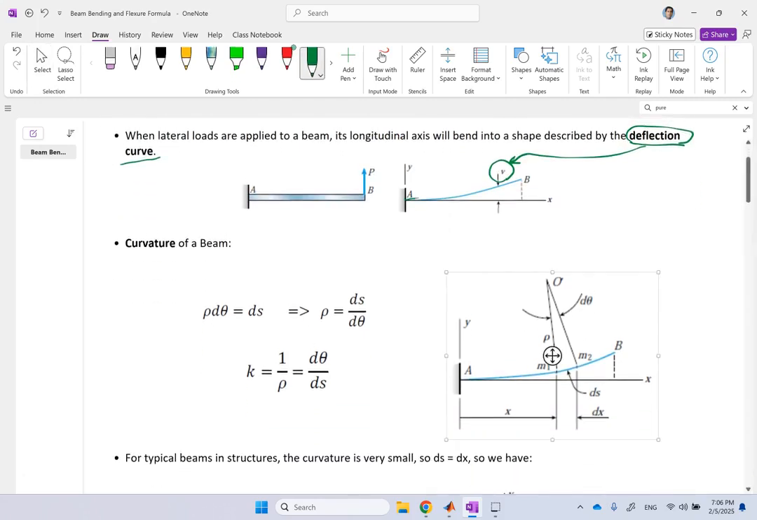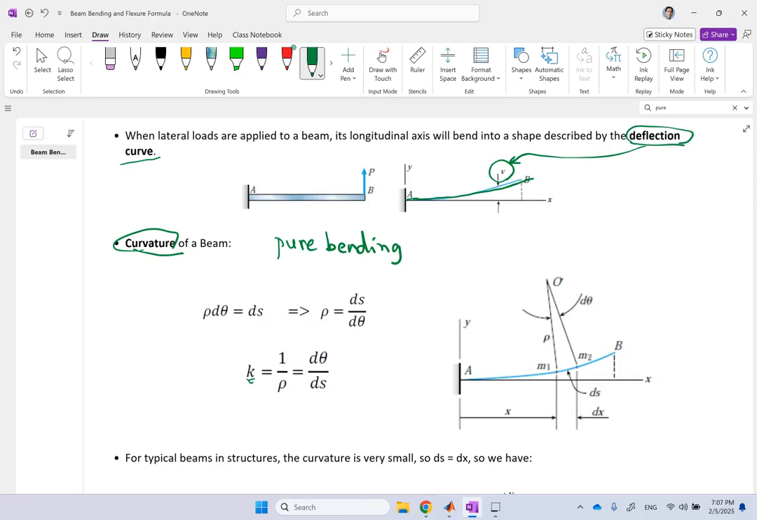Now, of course, since they get the shape of a curve, any curve, as you know, has something called curvature. So what is curvature? Curvature for any curve can be defined locally, because this is a local thing. But if you have pure bending, and we're going to talk about that, in pure bending, this rho and k could be one single number for the entire beam. But if the M is variable and it's not pure bending, then you cannot define it as a single number.